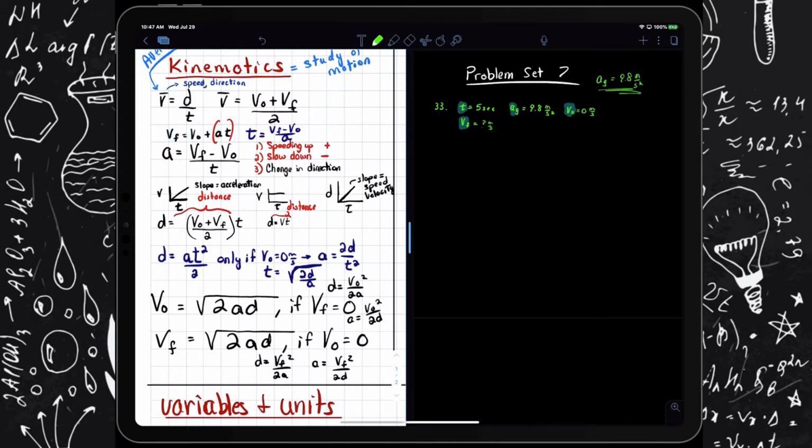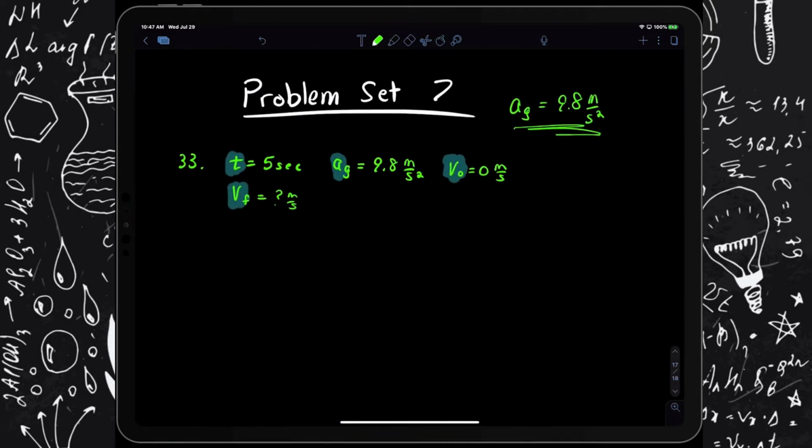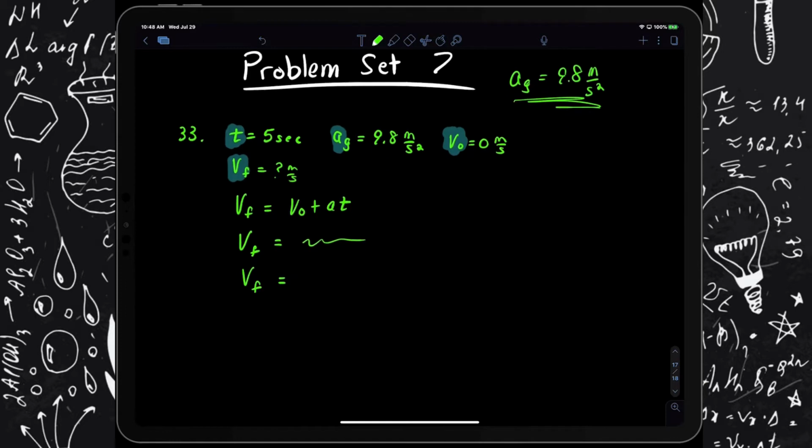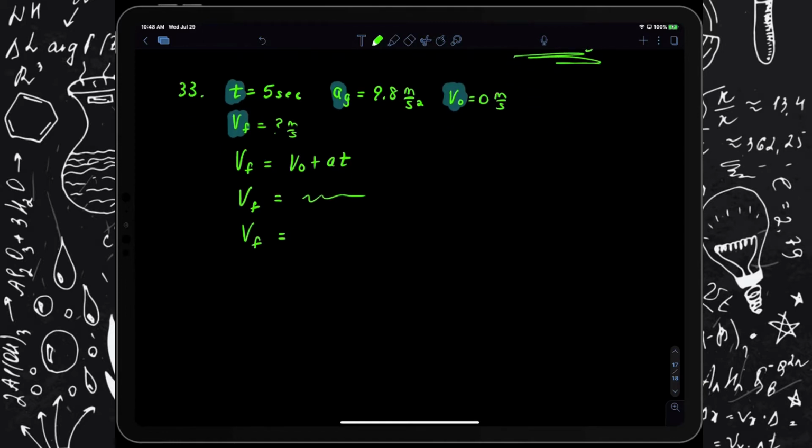Okay, so we'll put that formula in here. We'll have VF equals VO plus A times T. And you can substitute in your variables, and your answer, what you should come up with, if you do the math right, it should come up to be 49 meters per second. All right, now you have to complete the work. You can't just put this down. You have to actually fill in the substituting information.